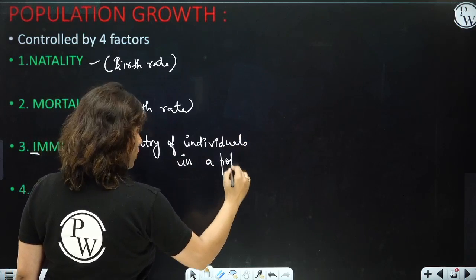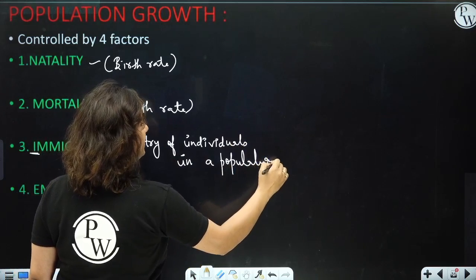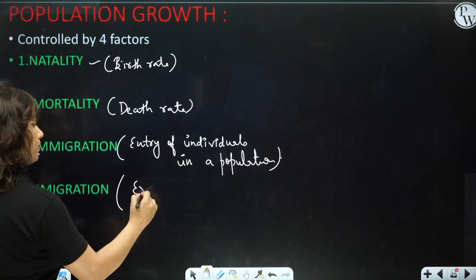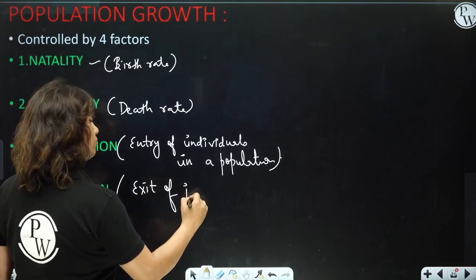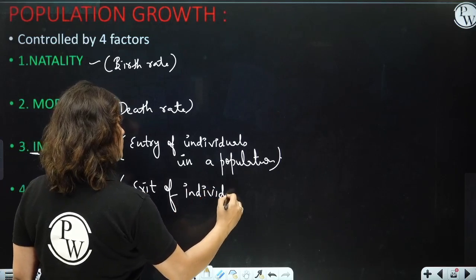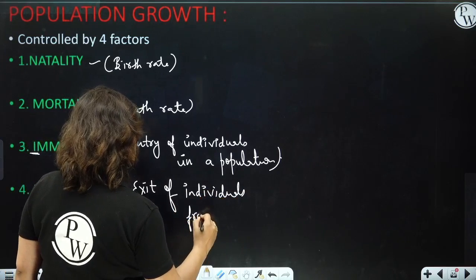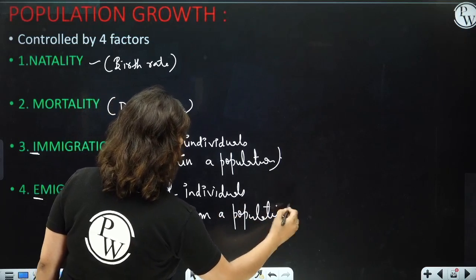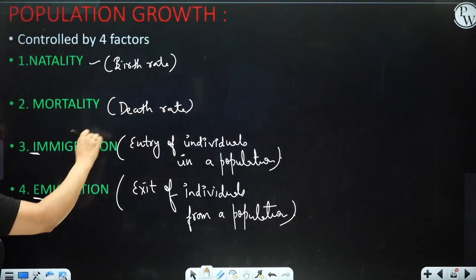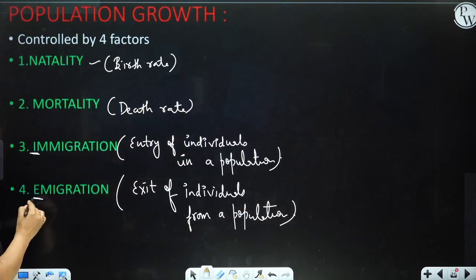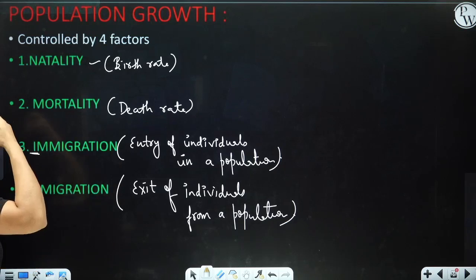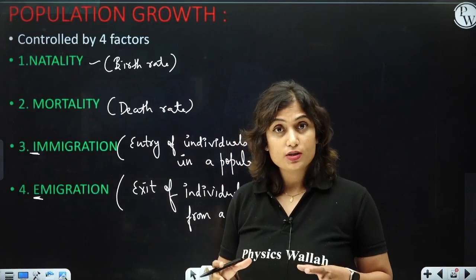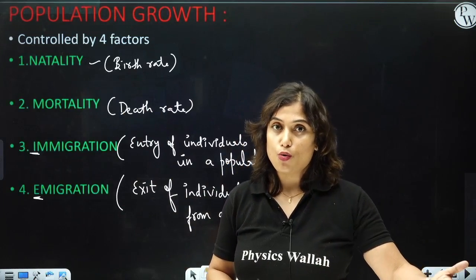When new individuals enter a population, this is immigration. And emigration, E is for exit: exit of individuals from a population. So remember this, beta. I for in. In means when the new individuals are coming into a population. E for exit, when the individuals are going away from the population. So these are the 4 factors which together control whether the population will grow or not.